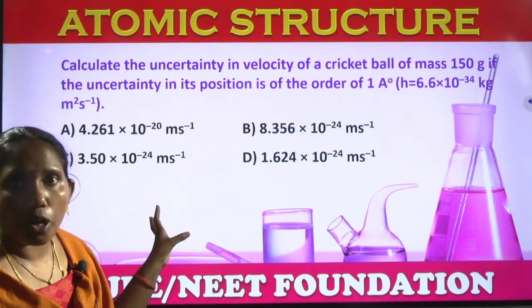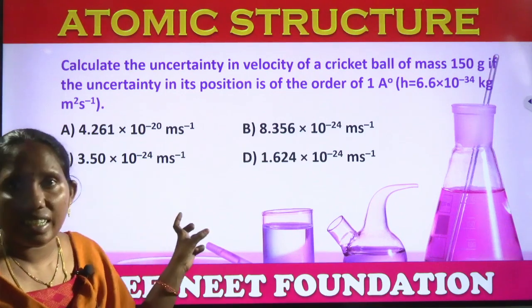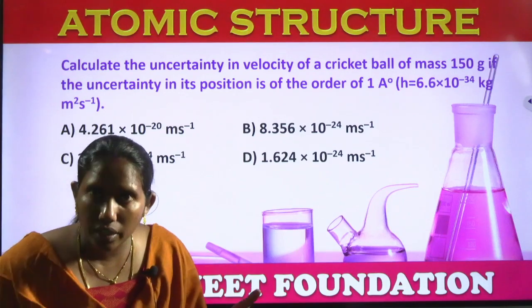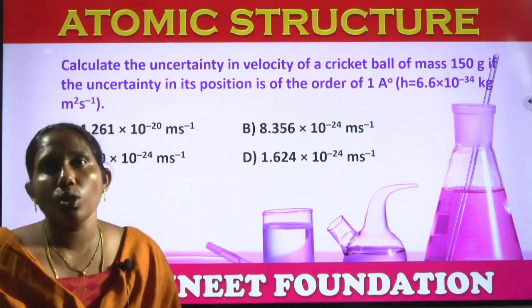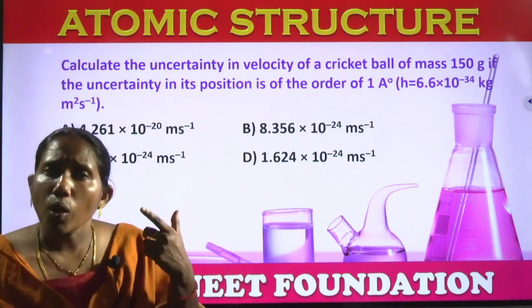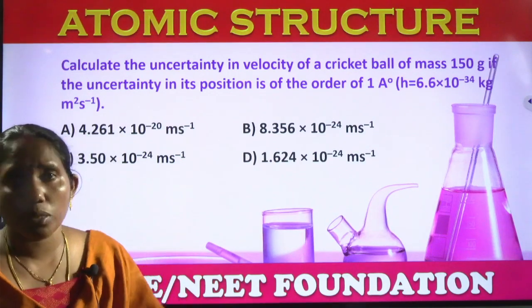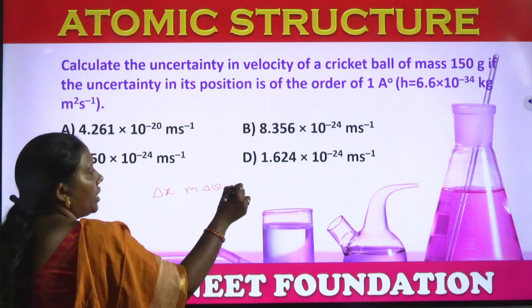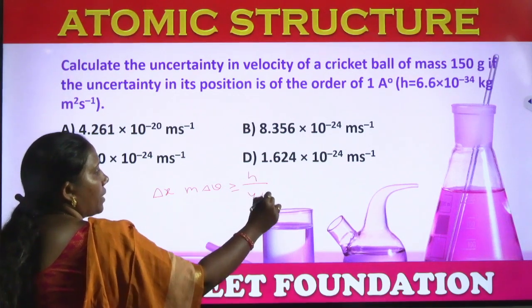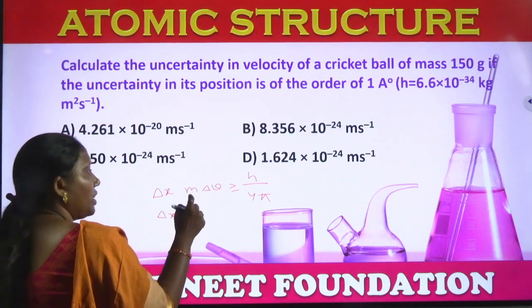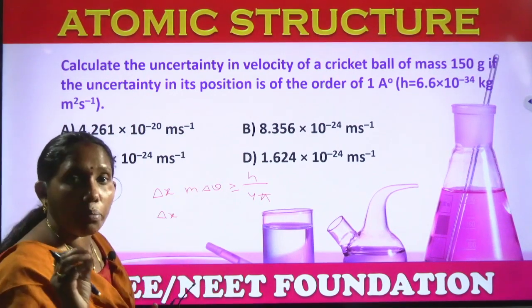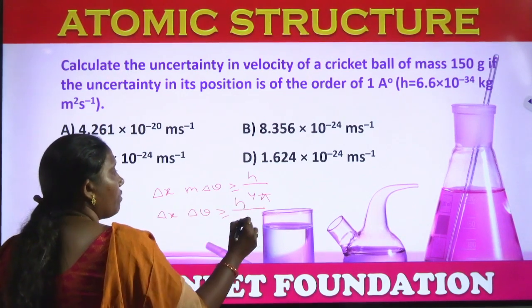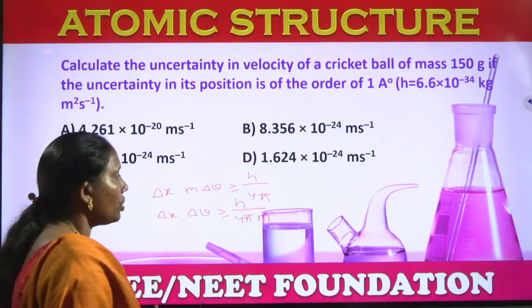Now comes the next problem. Calculate the uncertainty in velocity. When we see uncertainty in velocity, immediately it should strike our brain that this problem is regarding Heisenberg's uncertainty principle. So what is the formula for Heisenberg's uncertainty principle? Delta x into m into delta v is greater than or equal to h by 4 pi. Here delta x into m into delta v is nothing but delta x into delta p, the change in momentum. So delta v is greater than or equal to h by 4 pi m. This is the formula.